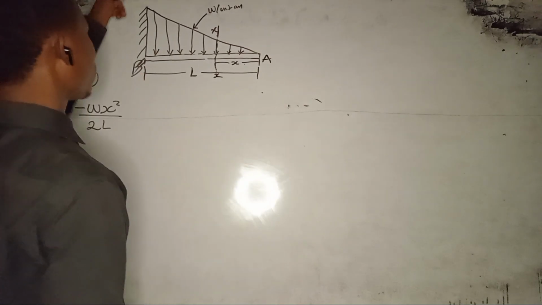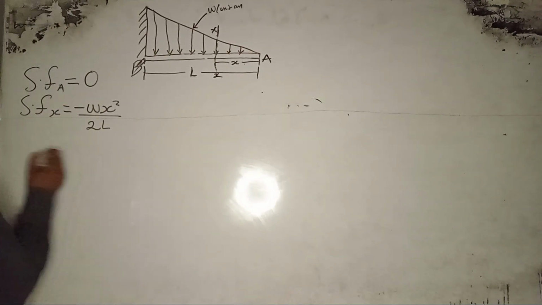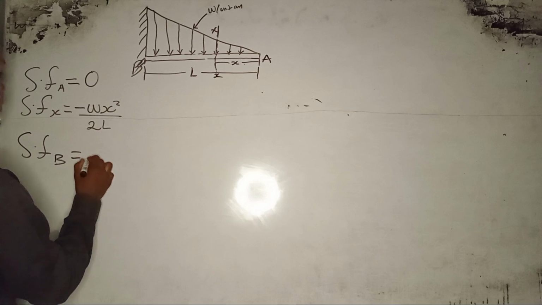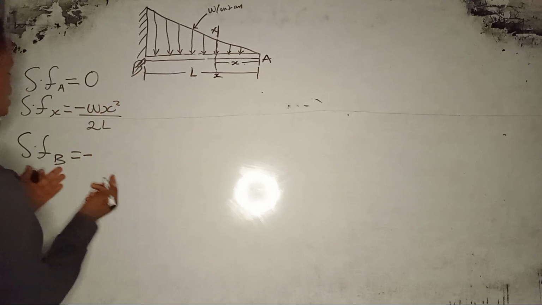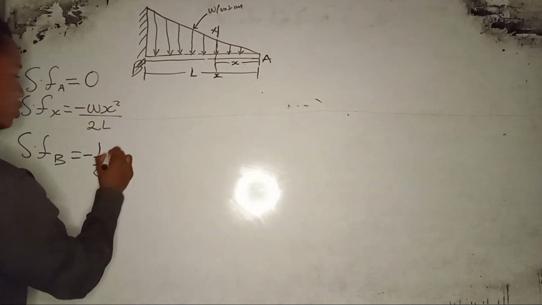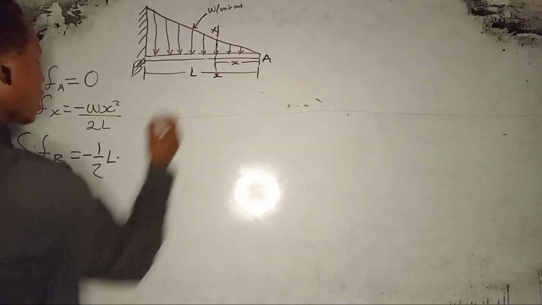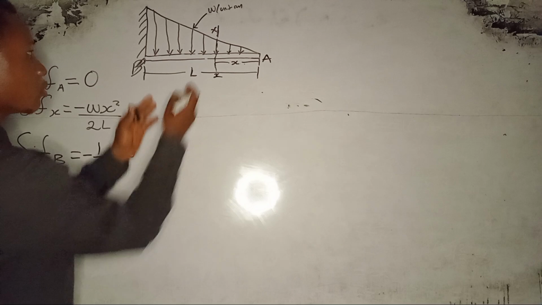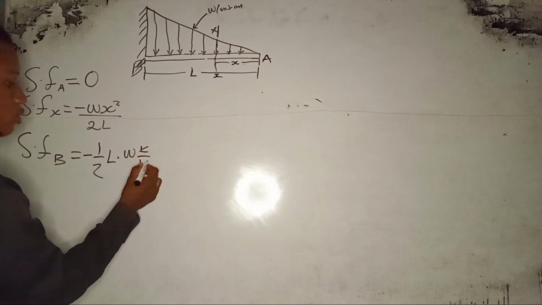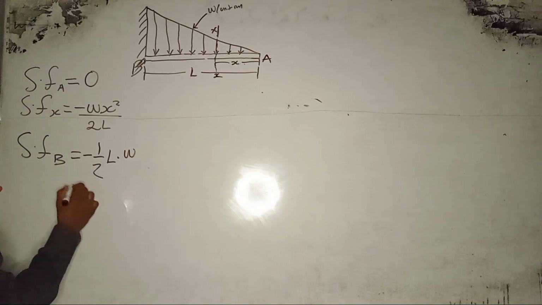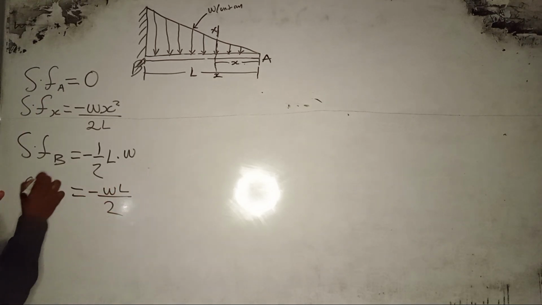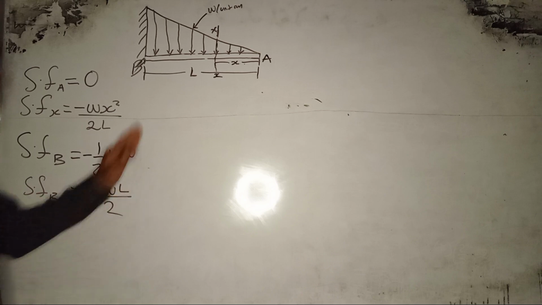Now the shearing force at the end point is very easy. The shearing force at point B would be equal to minus, using our normal formula, half times our base, which is the full length from A to B, that is L, times our height, W times x over L. But x now is the full length, so that is W times L over L. The L will cancel L, and we will have minus WL over 2 as our shearing force at B. Now this is the formula for shearing force.